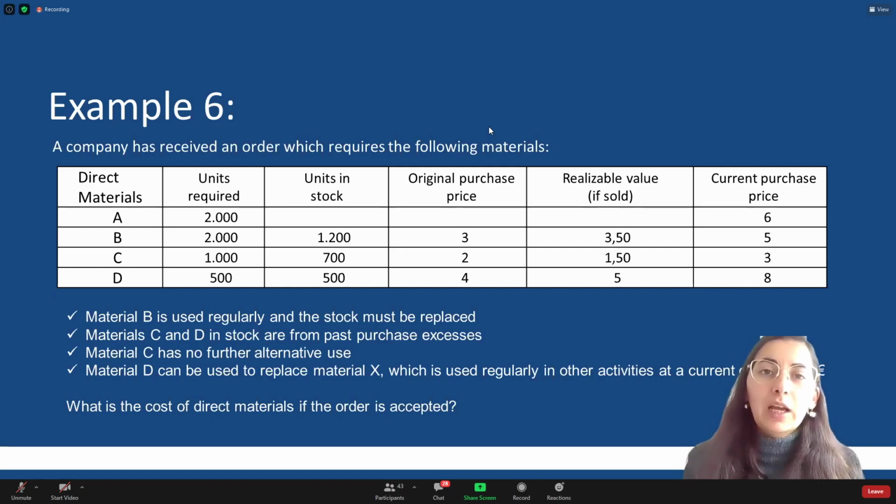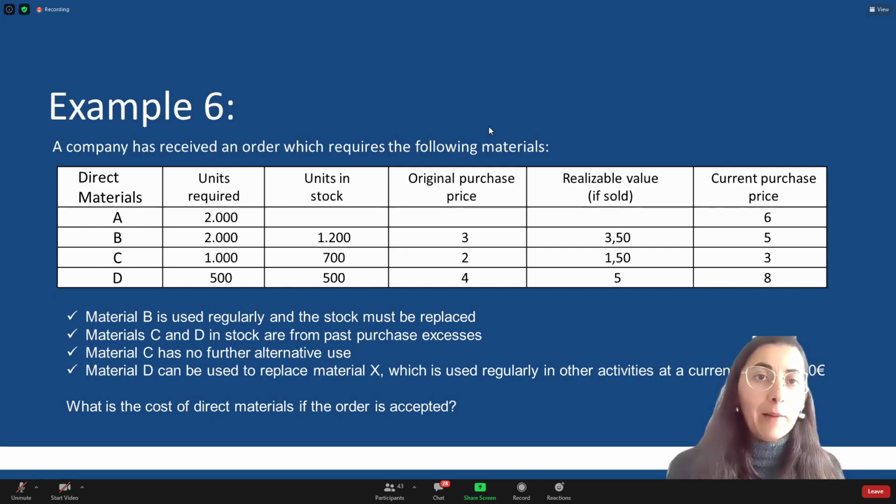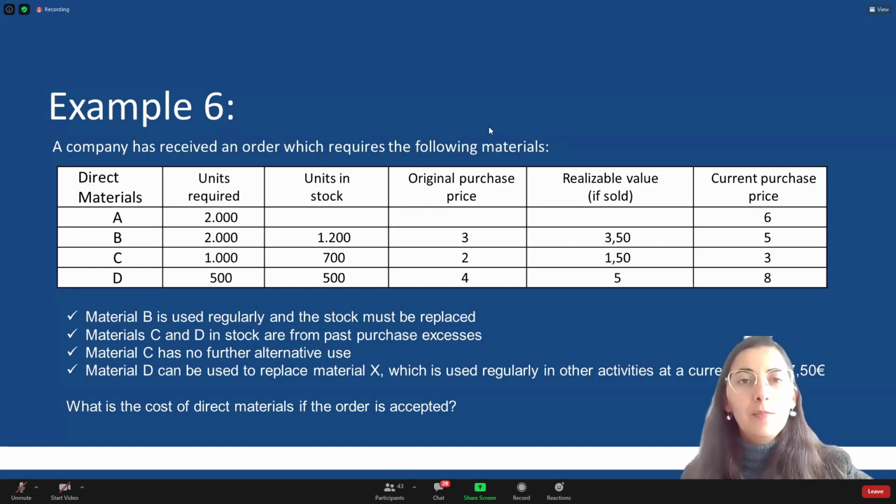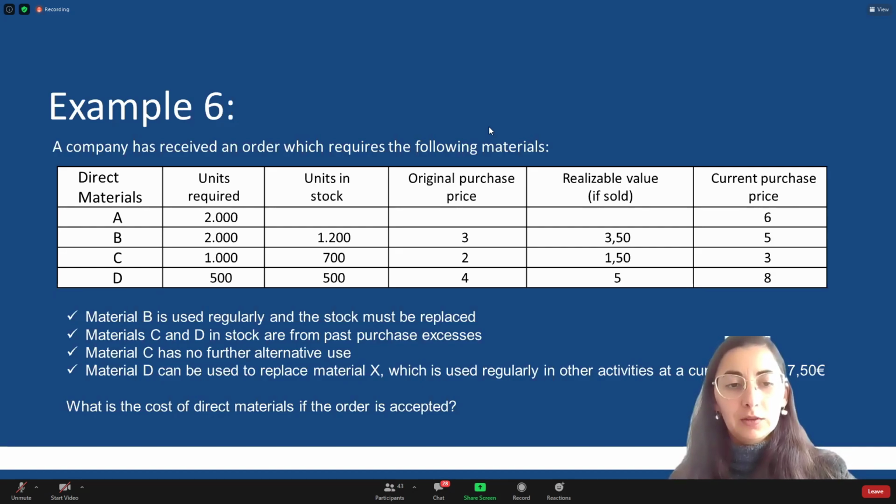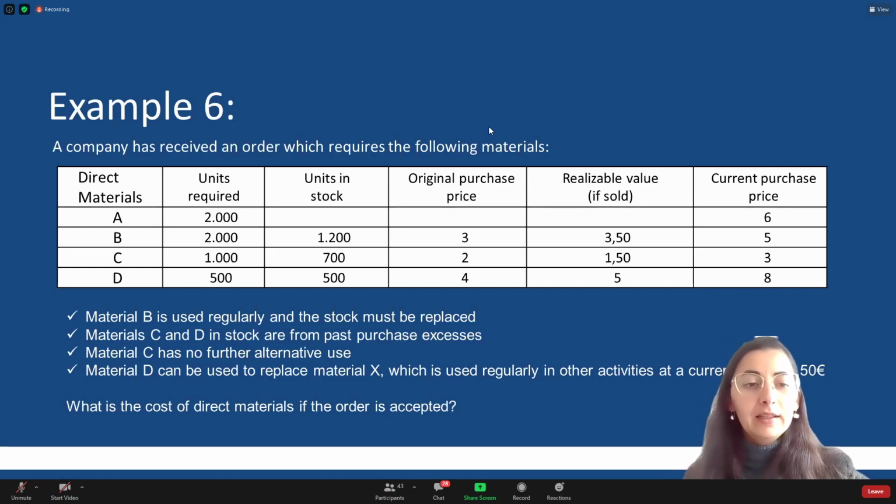So when we do that, we are looking at what happened in terms of costs that we incurred there. Now, if we look at the question, it's framed differently. The company has received an order which requires the materials. And then in the last line, what is the cost of the materials if the order is accepted? So we did not produce yet.